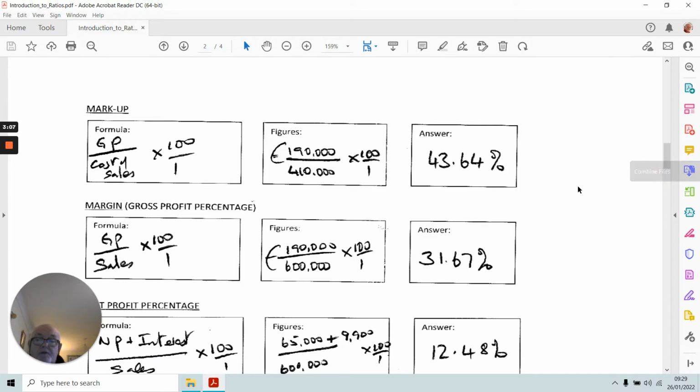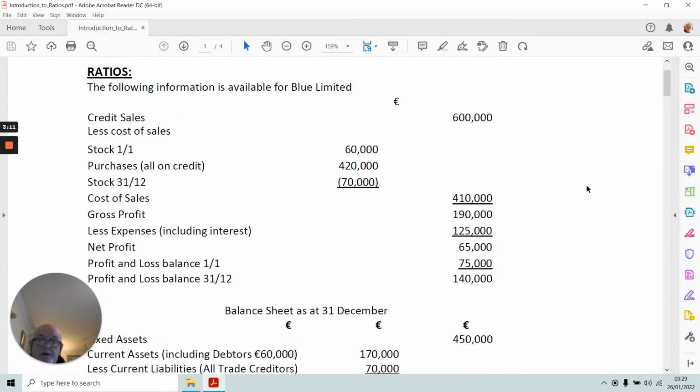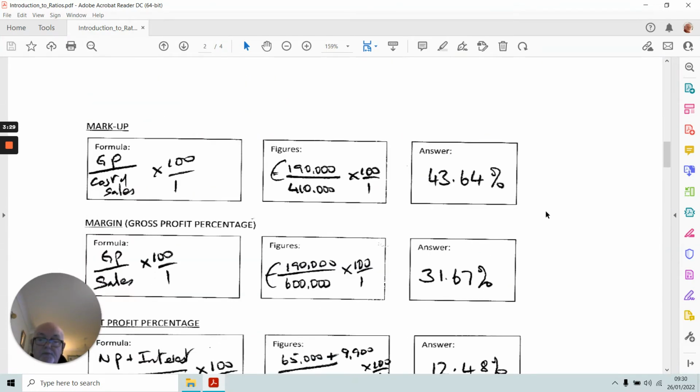But it's gross profit as a percentage of cost of sales, and if we go back to our original information here, we see that our gross profit is €190,000. And our cost of sales is 410,000. So the gross profit as a percentage of cost of sales is 190,000 over 410,000 by 100, giving us 43.64%. And as is important, we'll always go to 2 decimal places in ratios and percentages.